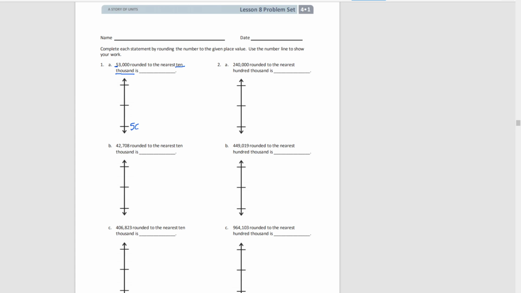So the low end of our number line would be 5 10,000s. The upper end would be 6 10,000s or 60,000. And the midpoint between 50 and 60 would be 55,000. And if we put this number in, it would be 53,000. And so 53,000 rounded to the nearest 10,000 would be closer to 50,000. Okay, pause the video and you try 1B.